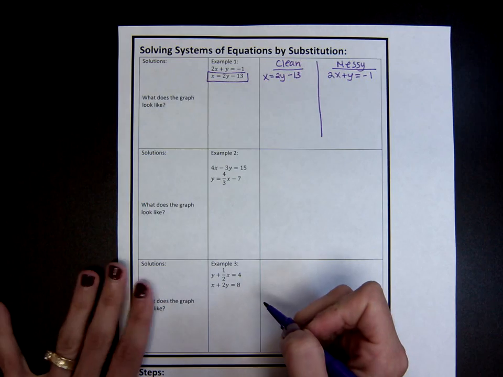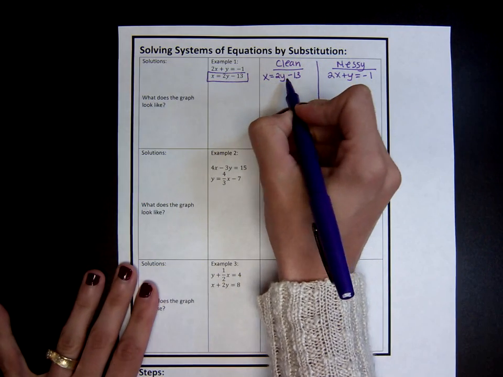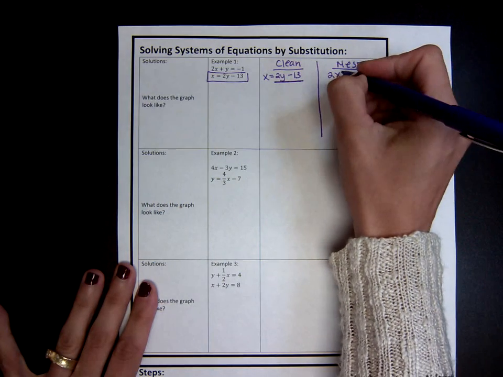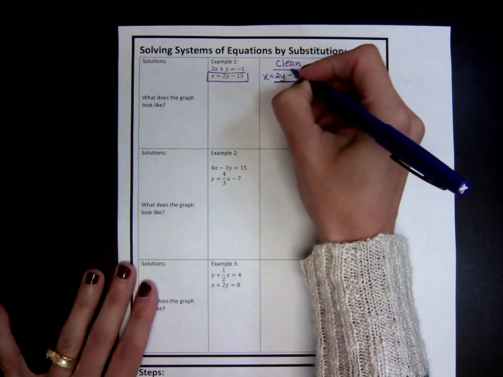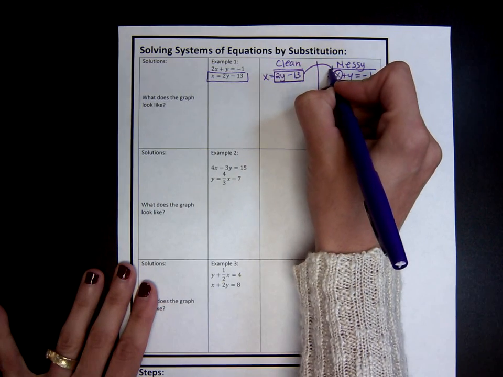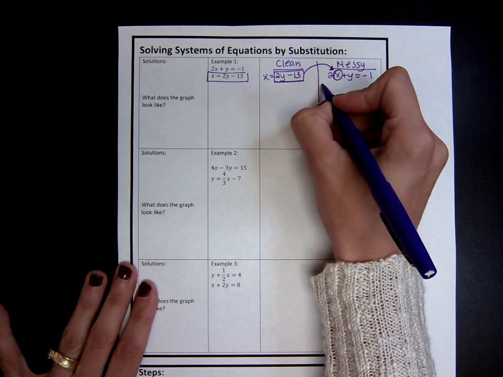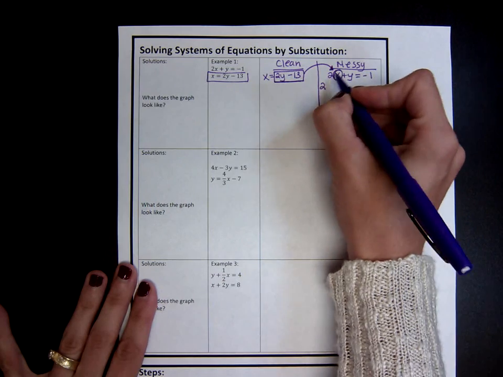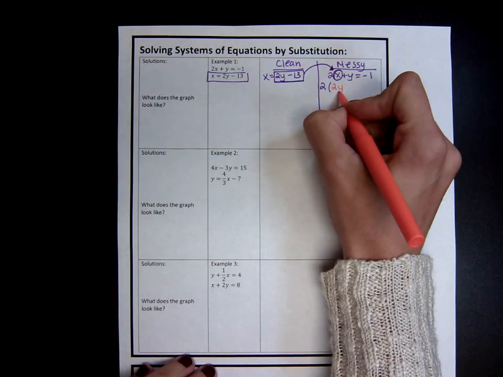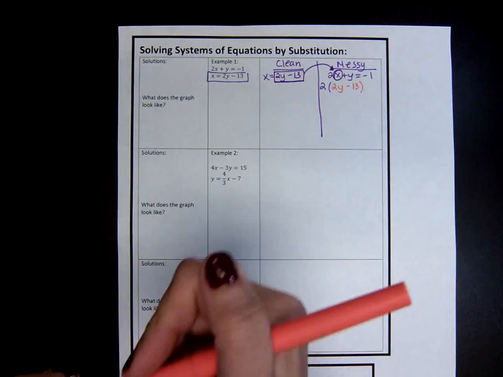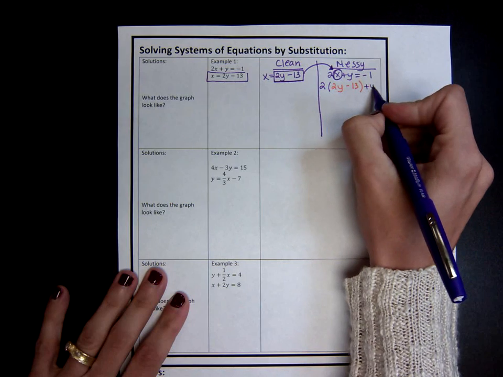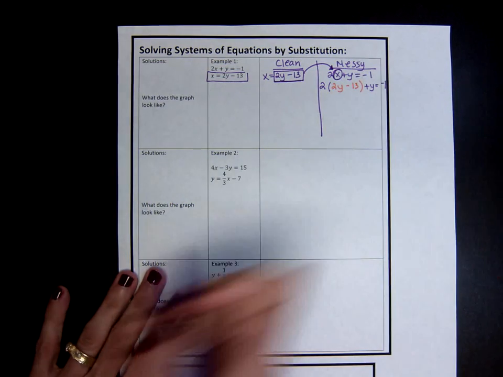Okay, so what we're going to do is take x, and x is equal to 2y minus 13, and we're going to sub it in for this x. We're going to take all of this, because that's what x is equal to, and put it in the place of x. So we rewrite our equation, 2 times, but now instead of x, we put in 2y minus 13, because that's what x is equal to. And remember, we've still got plus y, and that's equal to negative 1.